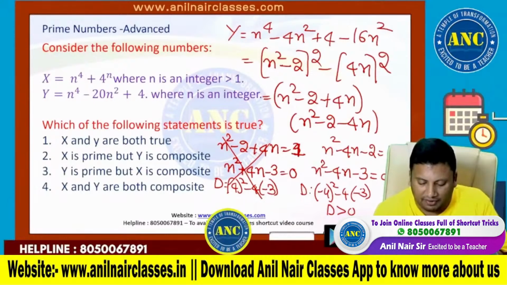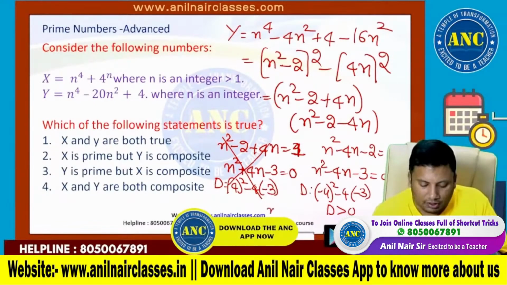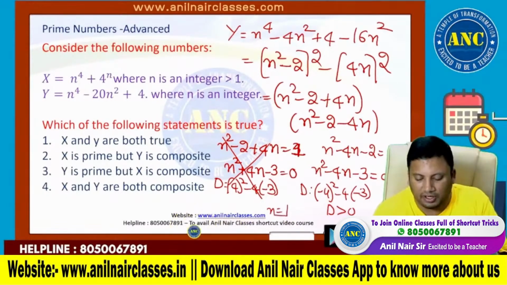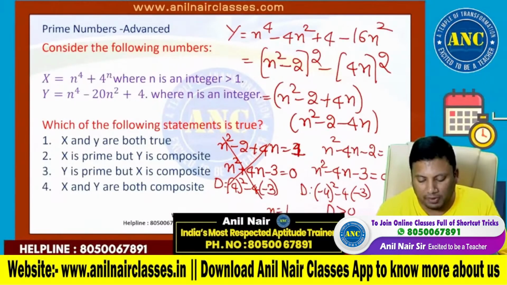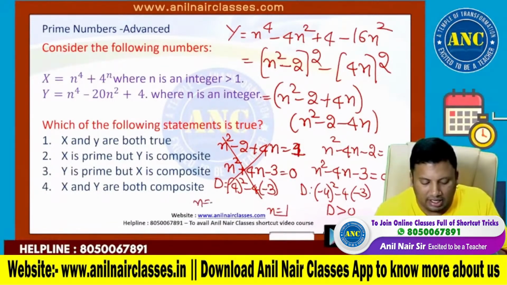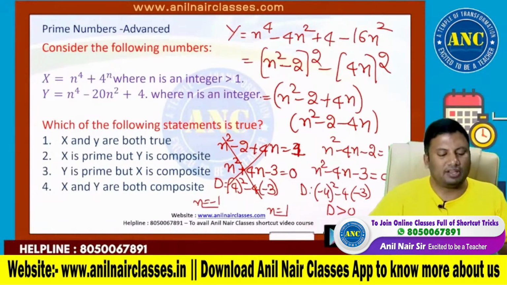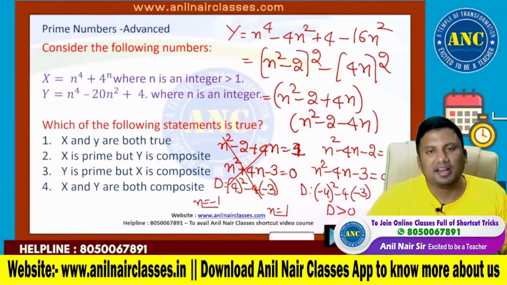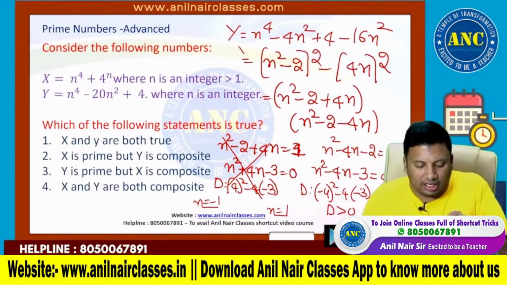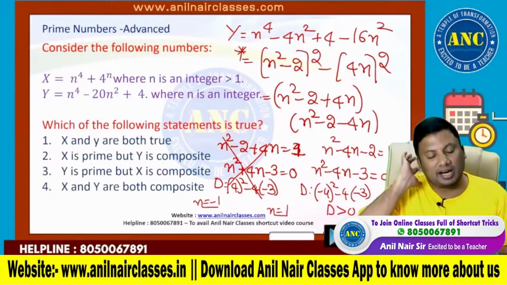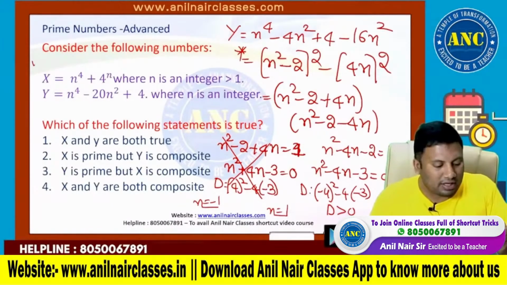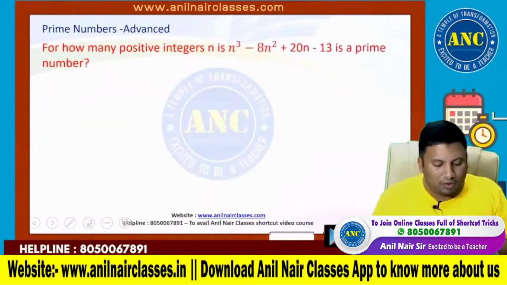Let us see. If n is minus 1, is it satisfying? 1 minus 4 minus 3, minus 3, minus 3, it is not satisfying. N is minus 1, 1 plus 4, 5. If any value satisfies, then this will be a prime number, otherwise a composite number. The idea is to tell you how you should write the number as a square minus b square. This is a very good quality question.